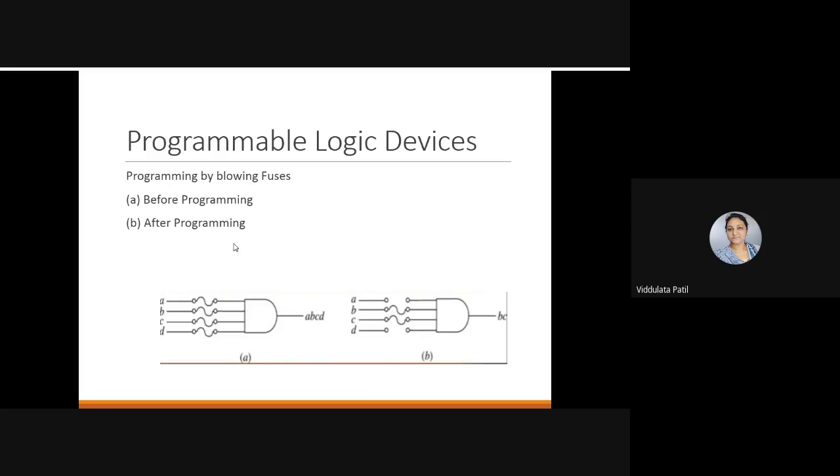But after programming, you can keep only whatever inputs you want to be present in that circuitry, or that function. Depending on the Boolean expression, whichever inputs you want to be given to that gate, only those you keep, and the other fuses you can blow off, and therefore that connection will get loose.